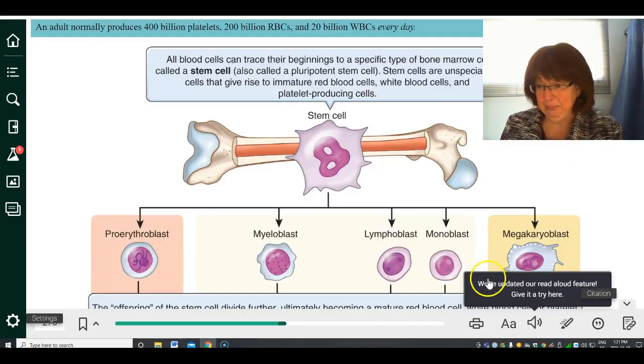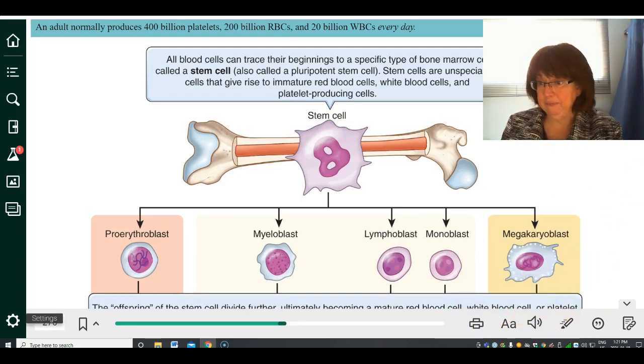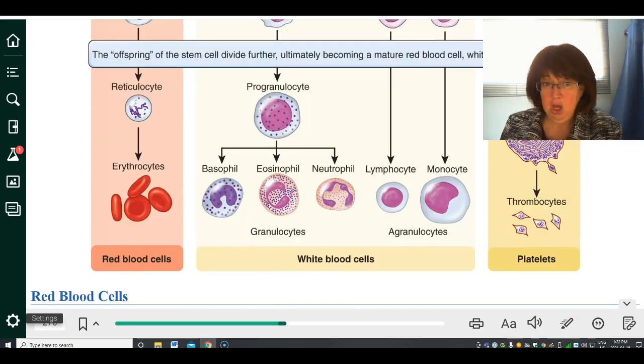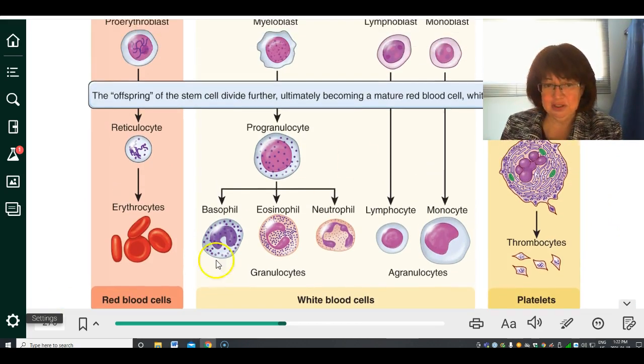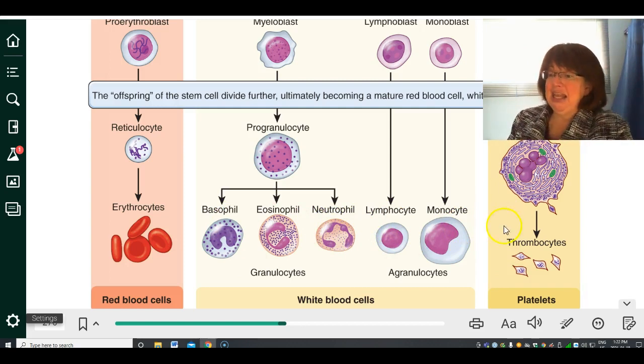So when you look at the pathway, notice that they have word parts in them. So let's go down to the bottom first. One pathway will form erythrocytes. Then there are two different pathways for the white blood cells, whether you're a granulocyte or an agranulocyte. And then the last one is for platelets or thrombocytes. So they come from a big cell.